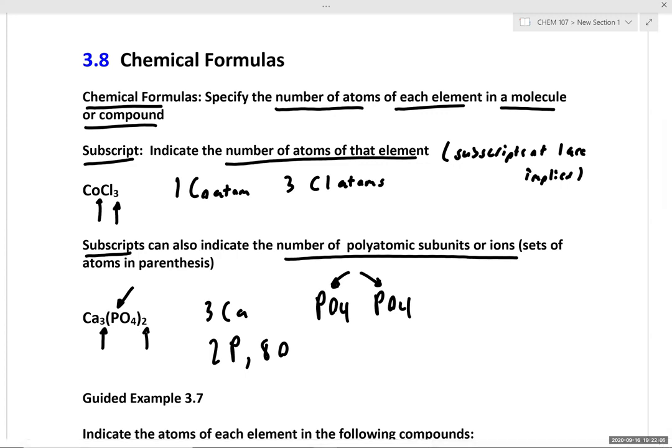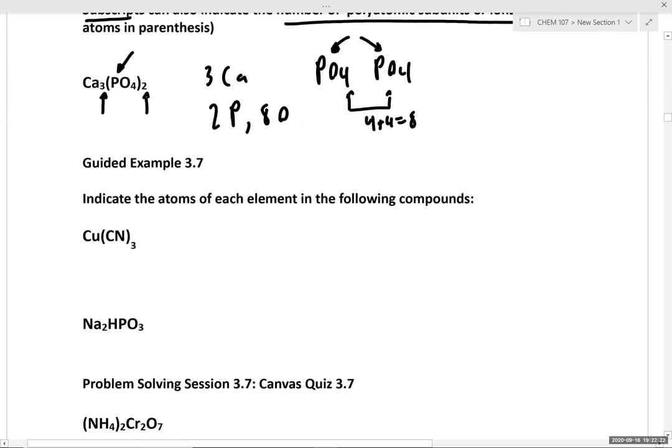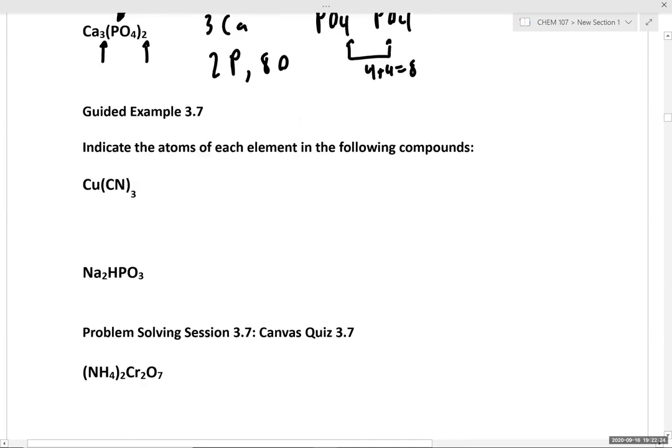Professor, you wrote down 2 P and 8. 8 oxygens because we have 4 plus 4. Oh, okay. Does that make sense? Yeah. Yes. Perfect, perfect. So let's do an example where I'm going to count the atoms of each element in the following compounds.